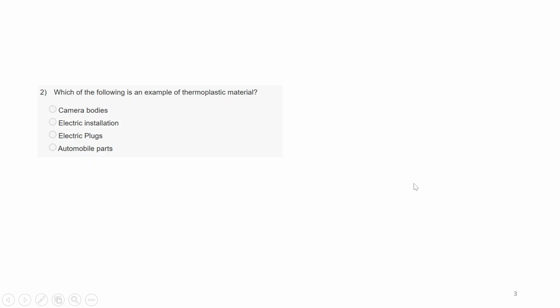Next is, which of the following is an example of a thermoplastic material? Your options are camera bodies, electric insulation, electric plugs, or automobile parts.